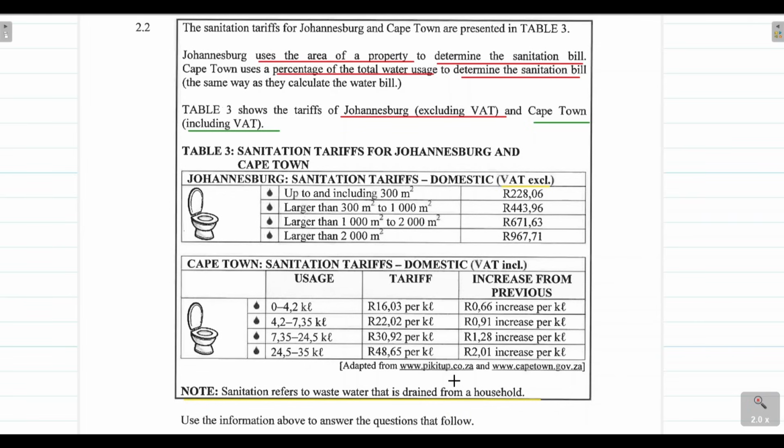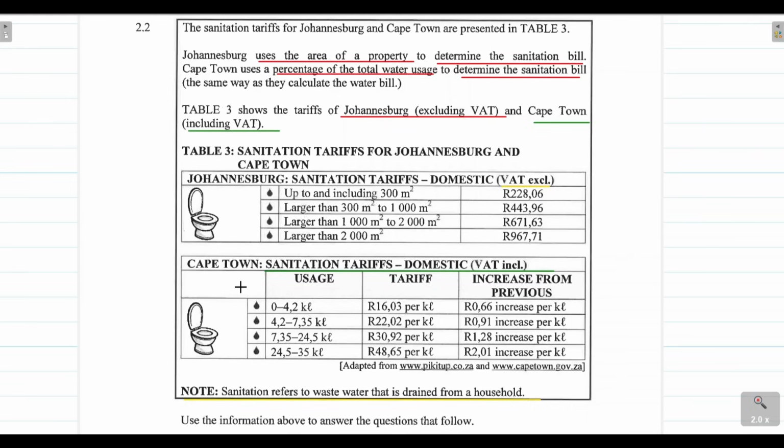We are told that for Cape Town, the sanitation tariff, we already know, is basically calculated by the percentage of the water that is used in the household. So in this case, we are told that the sanitation tariff for Cape Town is included. That is already inside these amounts.